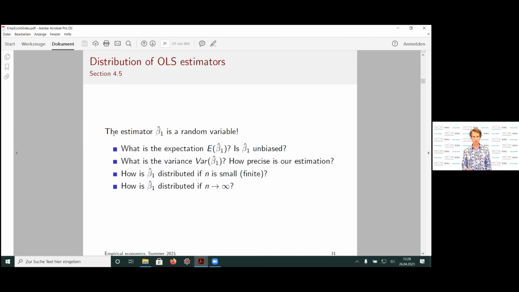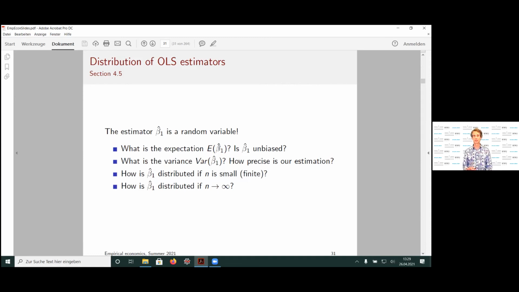Right. Now this has certain consequences because if beta 1 hat is a random variable, then we can ask all the questions we learned about in statistics too. So for instance, what is the expectation of beta 1 hat? That's an interesting question because it means what is the value that we would expect for beta 1 hat if we resampled again and again and again.